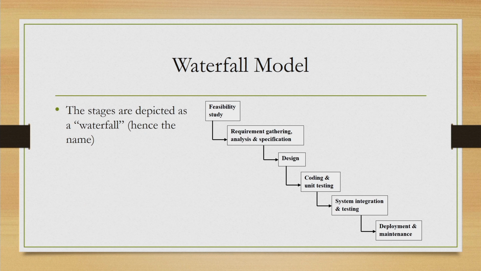So, these stages are shown when they are depicted in the form of a waterfall, like the way we have shown here. See, feasibility study followed by requirement gathering, followed by design, followed by coding and unit testing, followed by system integration, and followed by deployment and maintenance. This appearance gives this particular development life cycle model its name, waterfall. Although it is not mandatory to show it in this form, that is the way traditionally it is shown.